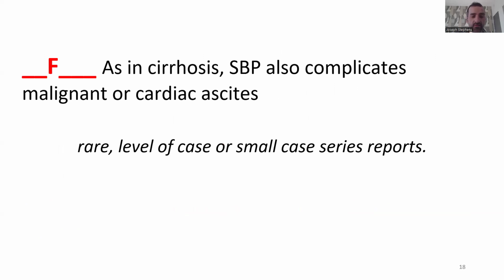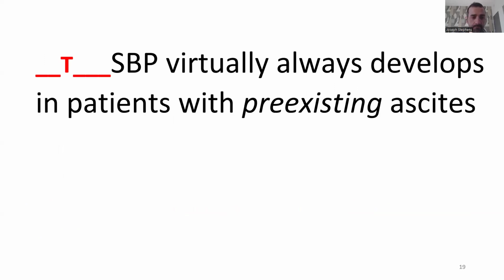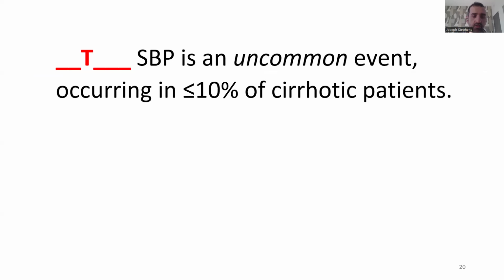True or false, as in cirrhosis, SBP also complicates malignant or cardiac ascites. The answer is false. SBP in cardiac or malignant ascites is on the level of case or small case series reports. True or false, SBP virtually always develops in patients with pre-existing ascites. The answer here is true.